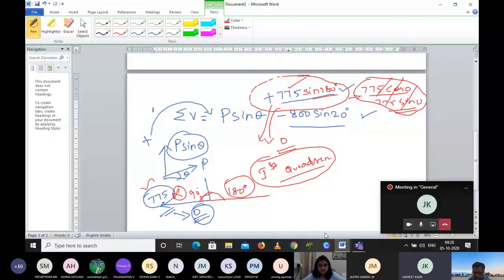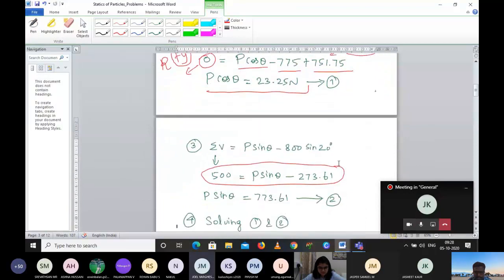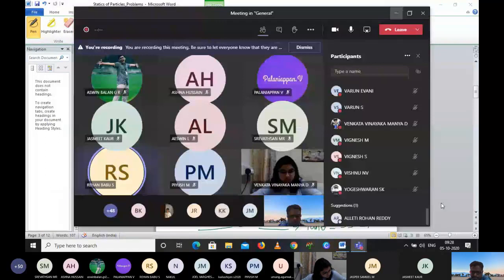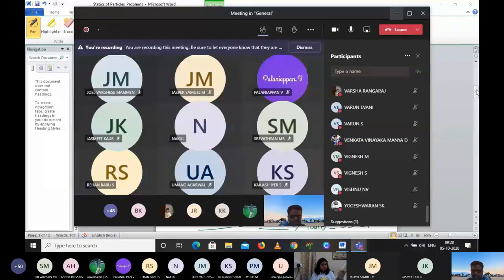So now we are moving to the next one. Take a note. This particular one, P sine theta is equal to 773.61. The third equation. I think some of you have already completed it, but anyway, I'm explaining for your friends. Please wait for a few minutes. Yogeshwaran already there?